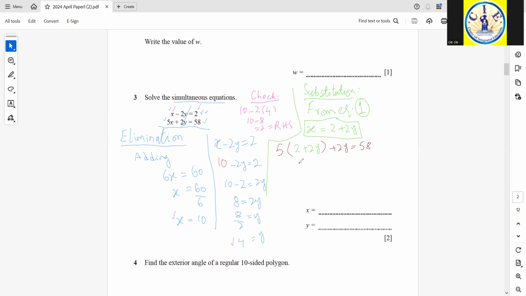Now simplifying them, I get 5 times 2, 10. Then the same 5 is to be multiplied by 2y. 10y plus 2y is equal to 58. So this is now 12y is equal to 58 minus 10. That is 48. And then y will be equal to 48 divided by 12, which will give us obviously 4.